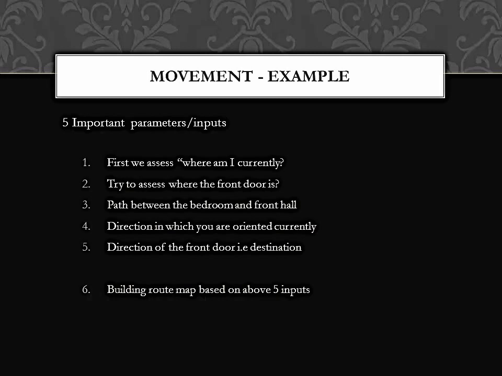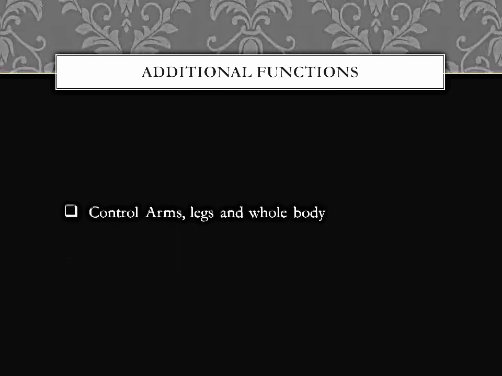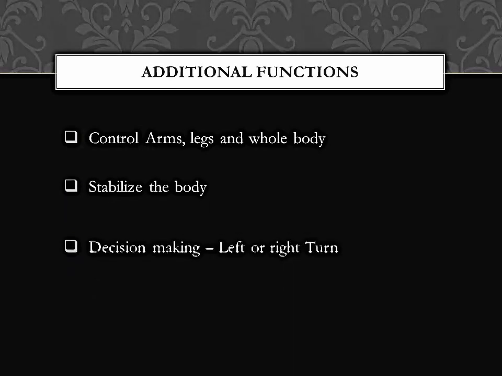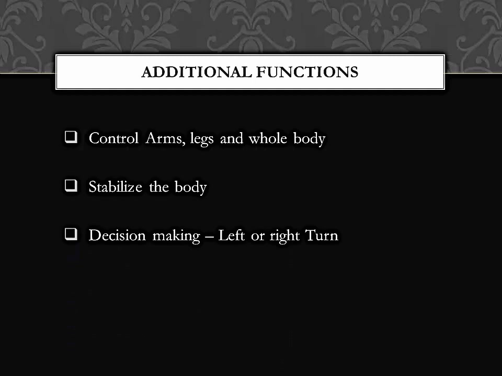From the above example, it is clear that we need six important parameters for the movement. In addition to those six important parameters, we also need to control our arms and legs and also stabilize the body all along the movement. So it's clear that we need a system that controls the organs, keeps track of movement and gives commands to arms and legs and other systems to tell exactly what has to be done.